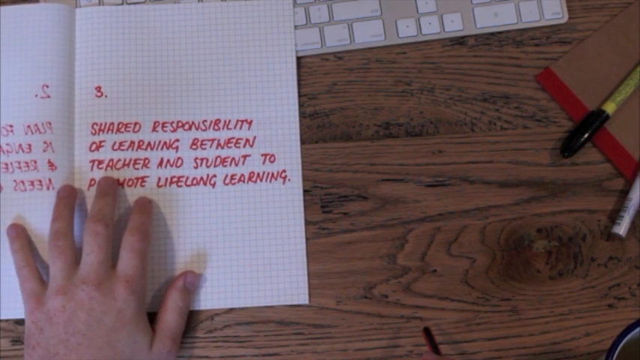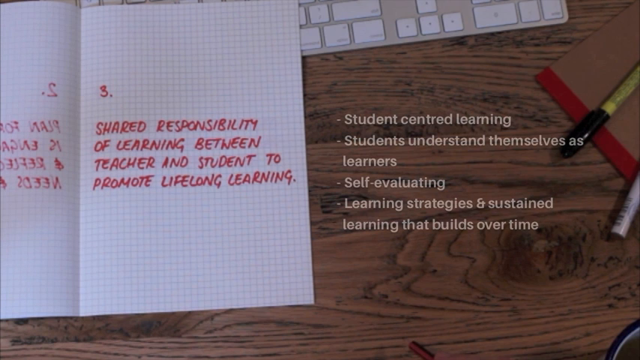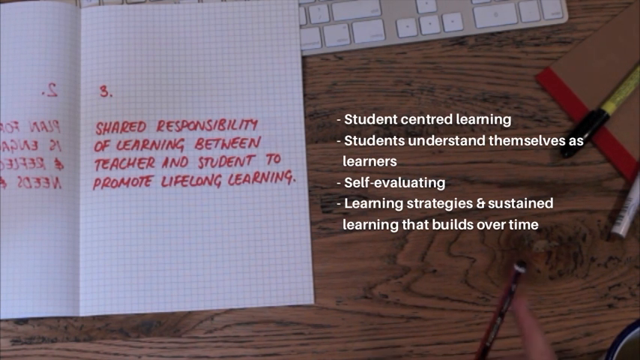3. Shared responsibility of learning between teacher and student to promote lifelong learning. This implies that in the learning environment, the input and decisions made by the learner are just as important as those discerned by the teacher. It is an ideal that is supported in Standard 3 of ATSL.